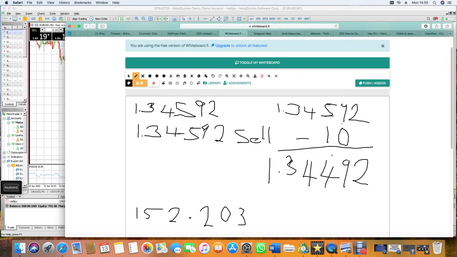So the total is going to be 1.34492. That's minus 4 pips. So in a nutshell, when you are buying to be plus from 4 decimal place plus, and when you are selling it to be minus, maybe 5 pips, 10 pips, then you subtract.